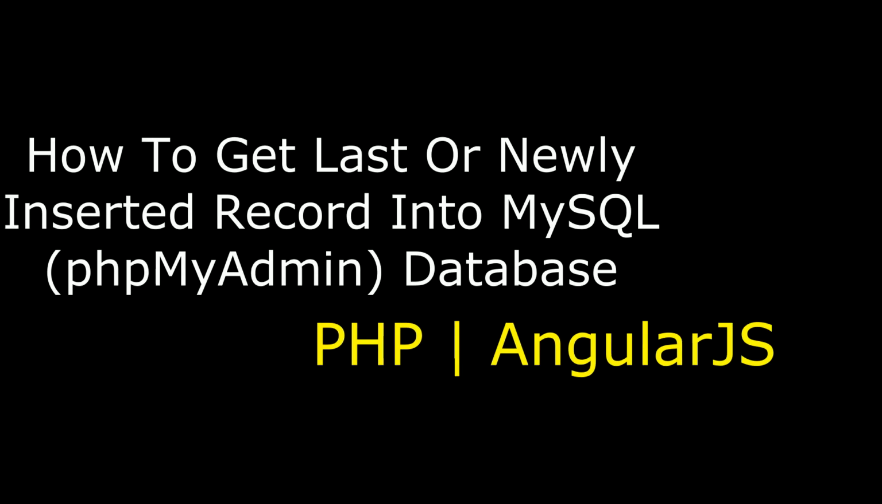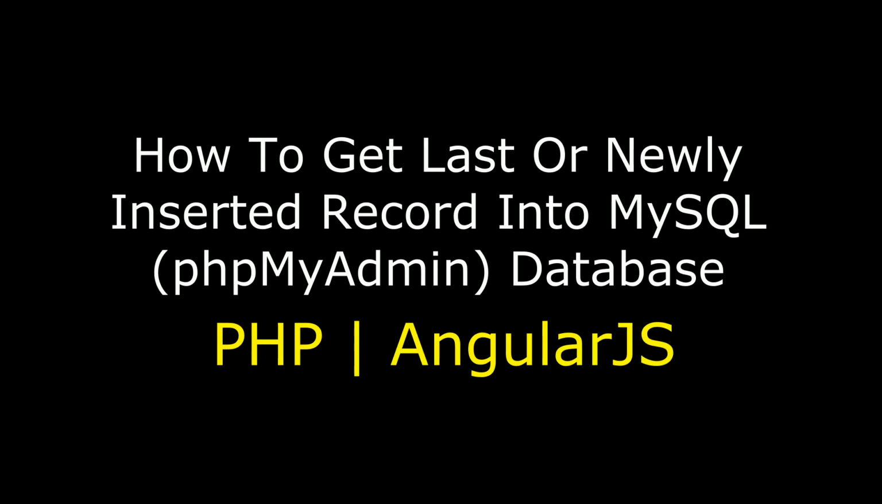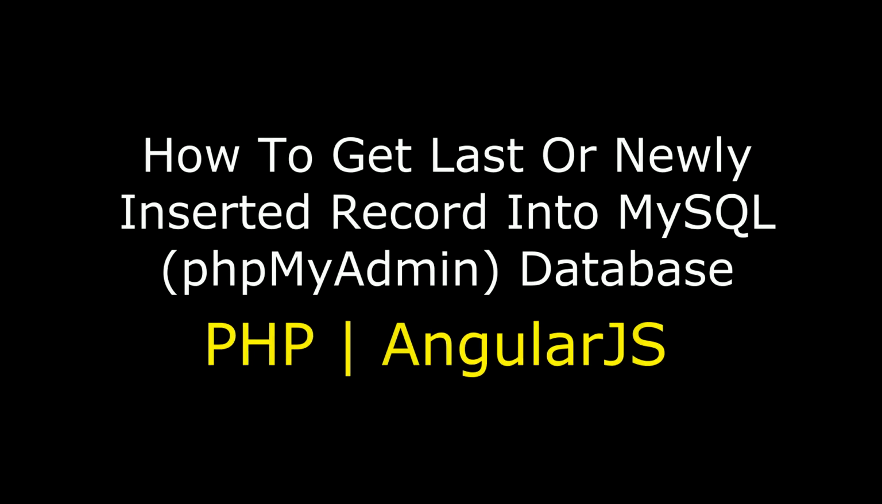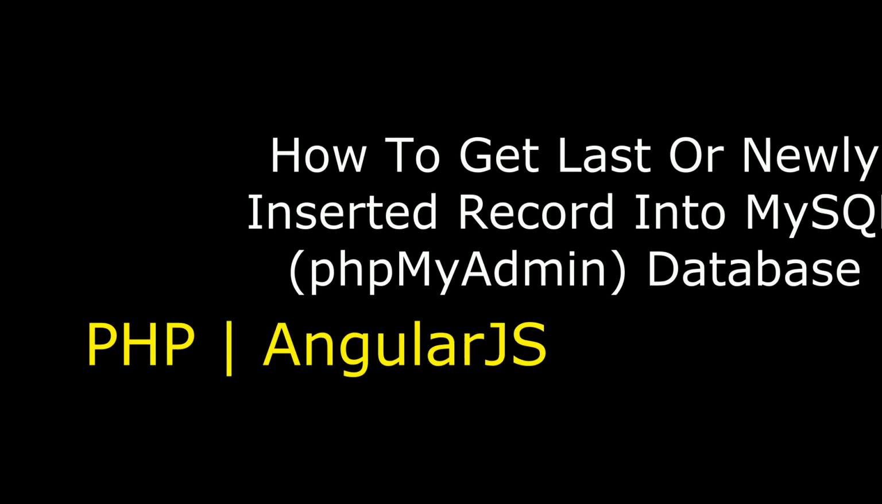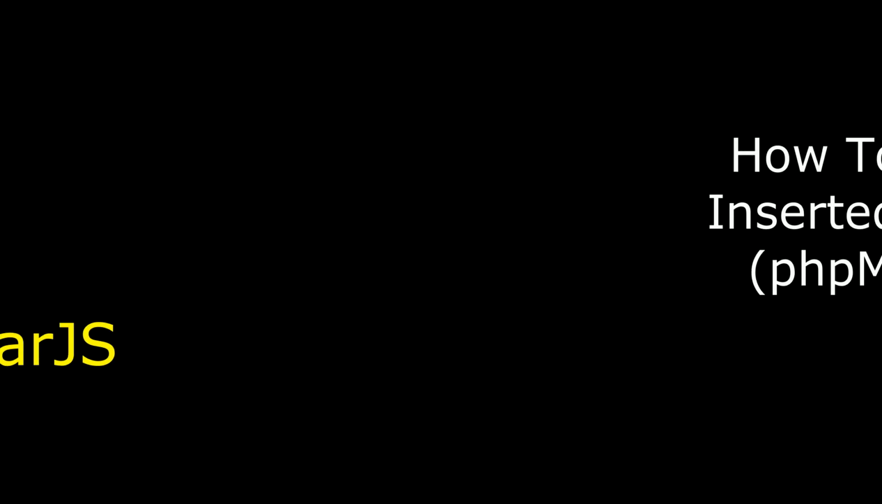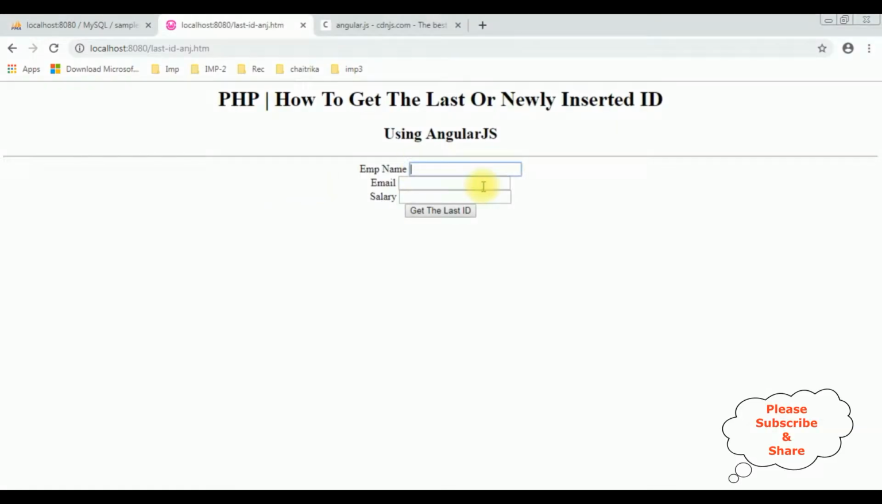This is Charan. In this video I will show you in PHP how to get the last or newly inserted row ID using angularjs. So let's add the employee name Karthik, kar@yahoo.com, and his salary is 7896.